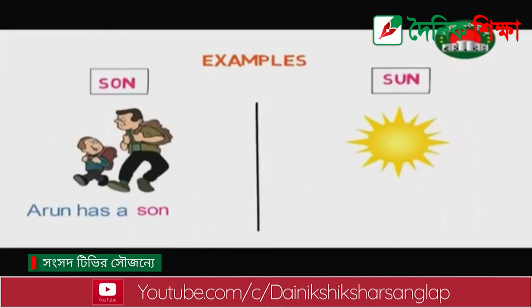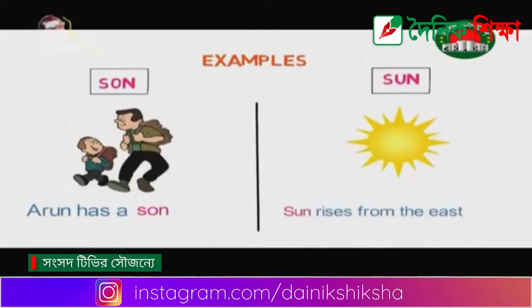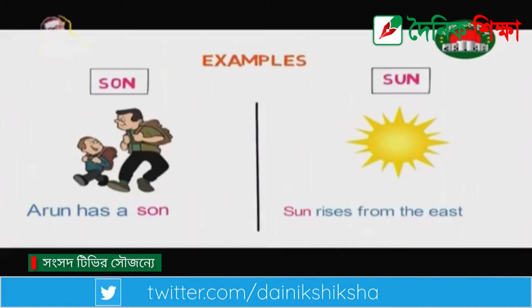A sentence example of this is, the sun rises from the east. So, these two words are called homophones. Let's go to the next example.